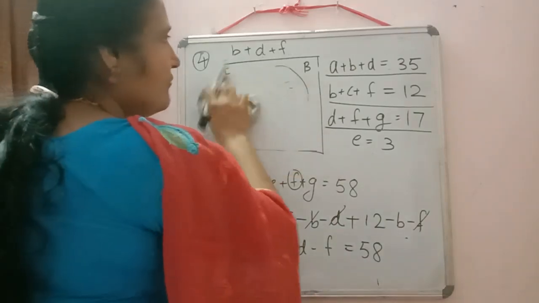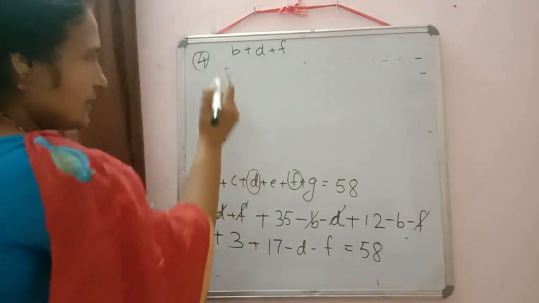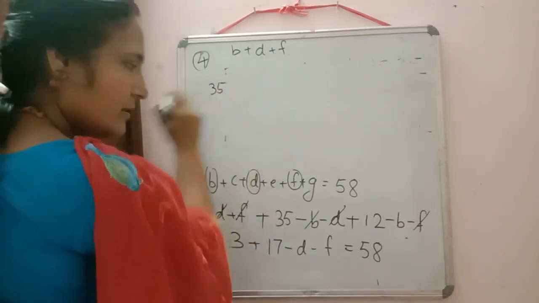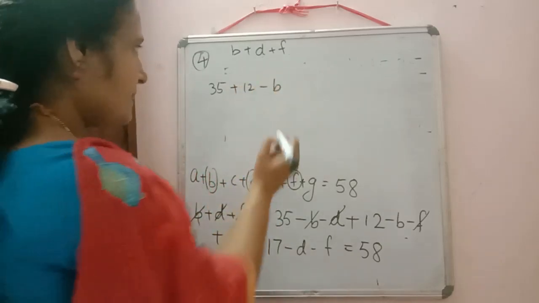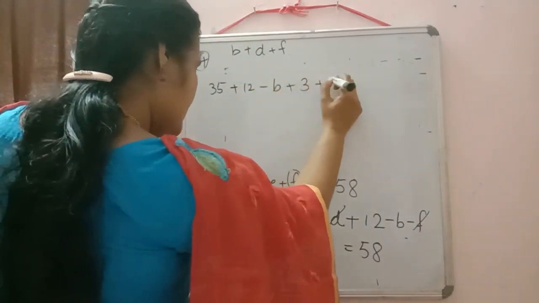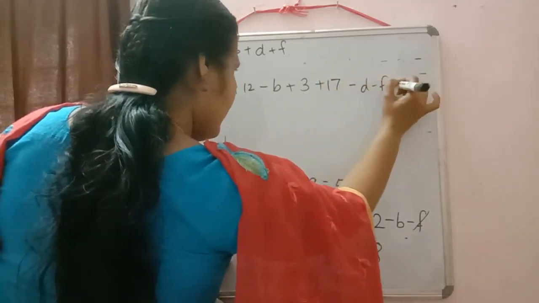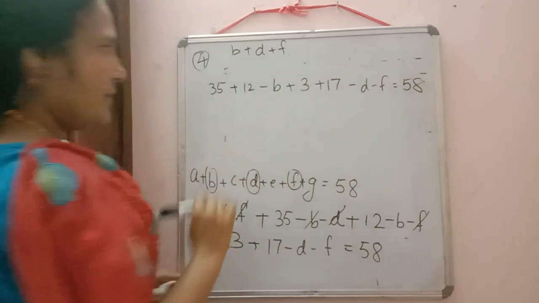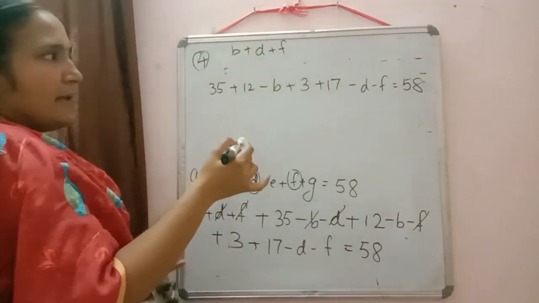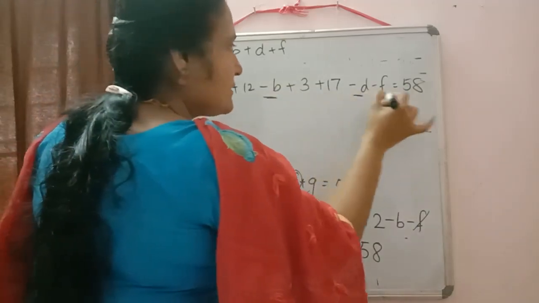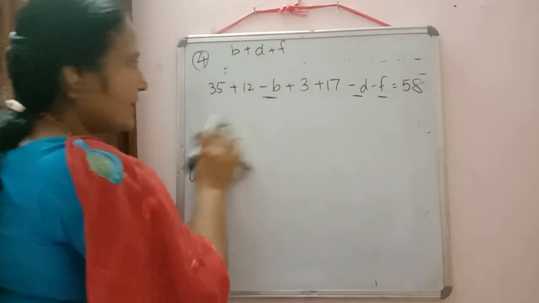Yes, here we have 35 plus 12 minus B plus 3 plus 17 minus D minus F is equal to 58. And already we wrote there, we want the value of B plus D plus F. Here we have minus B minus D minus F. So that we can shift to right hand side.